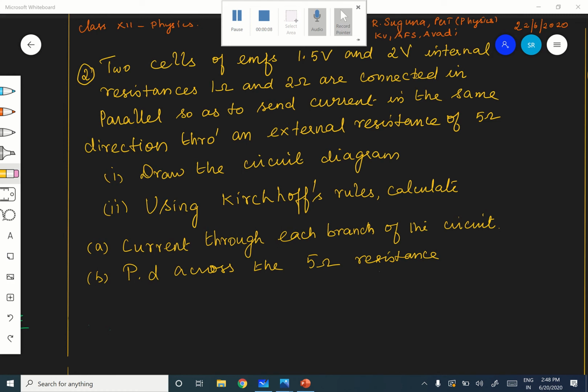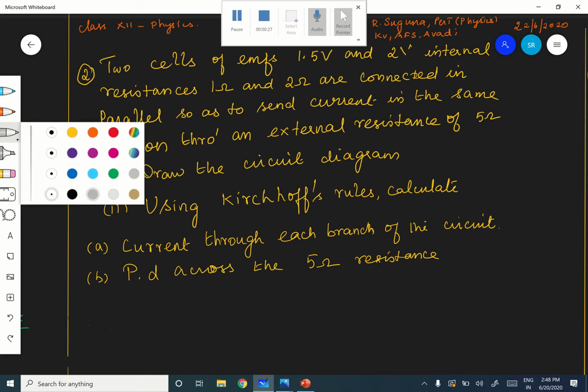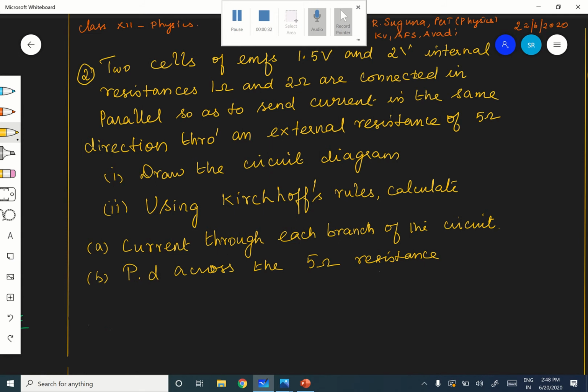So the second problem is: two cells of EMF 1.5 volt and 2 volt, with internal resistances of 1 ohm and 2 ohm, are connected in parallel so as to send a current in the same direction through an external resistance of 5 ohm. So draw the circuit diagram.